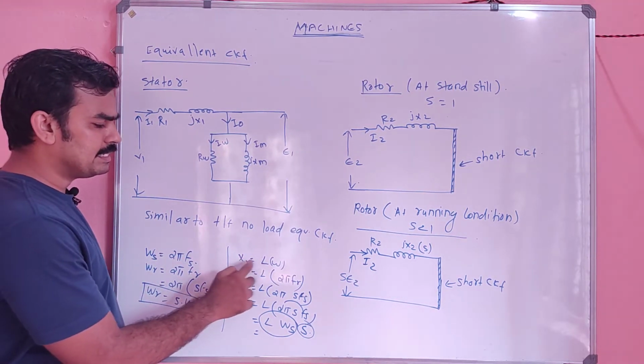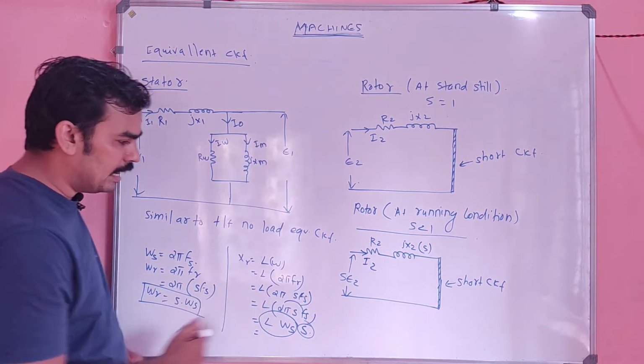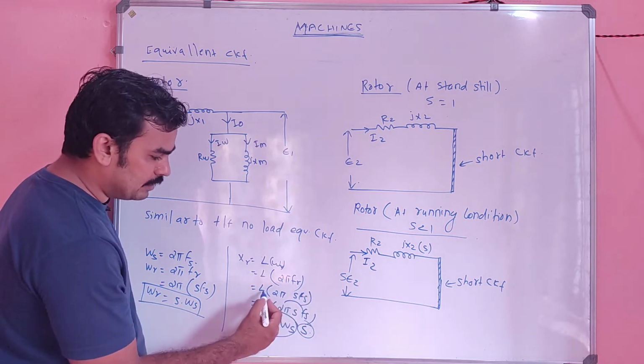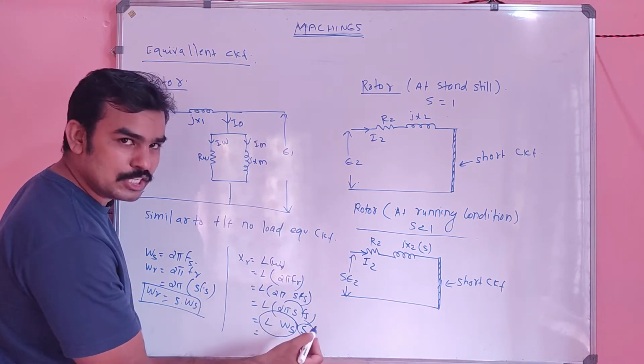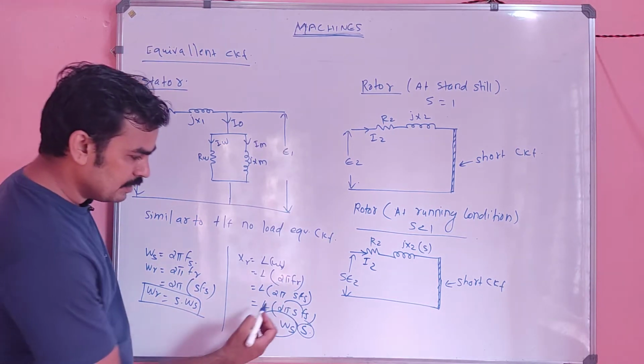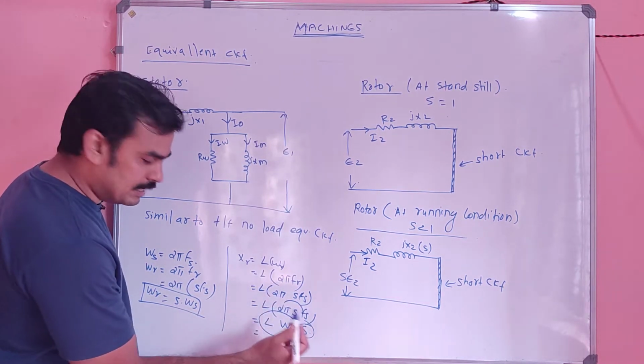So XR is equal to nothing but L into omega R, right? That is L into 2 pi into Fr. L into 2 pi into Fr is nothing but S into Fs, right? So L into 2 pi into Fs is nothing but omega S. Yes, 2 pi into Fs is nothing but omega S.